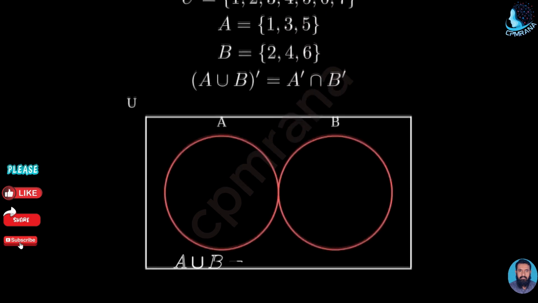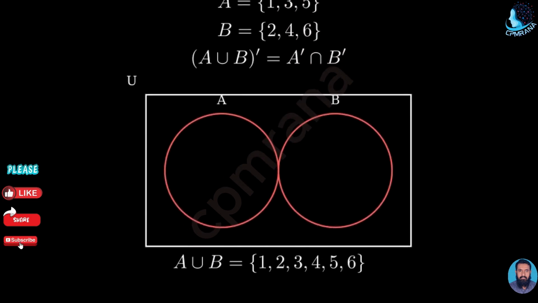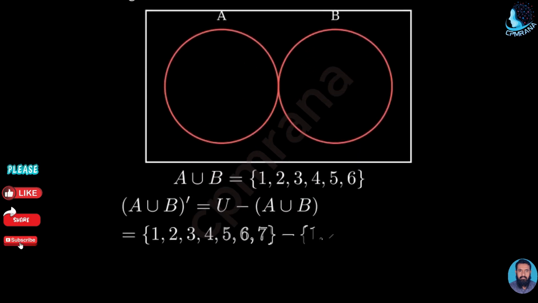First, let's find the union of sets A and B. A union B results in the set containing 1, 2, 3, 4, 5, 6. Now we will find the left-hand side of the equation, the complement of A union B. This is calculated as U minus A union B. Thus, we have the universal set minus the set containing 1 through 6. The result is the set containing 7.